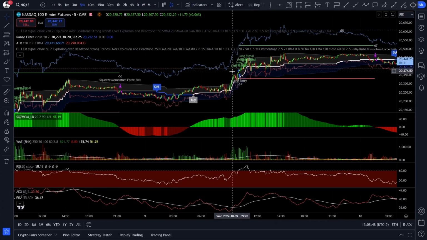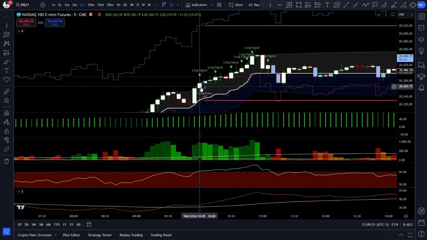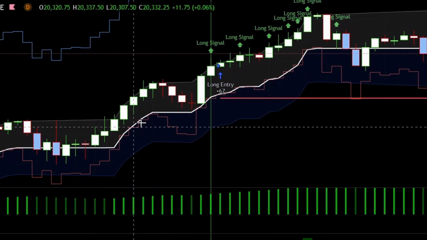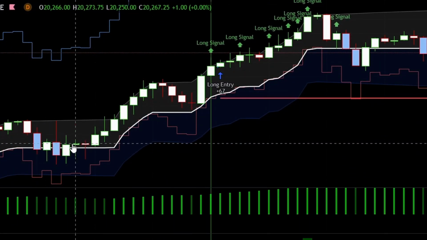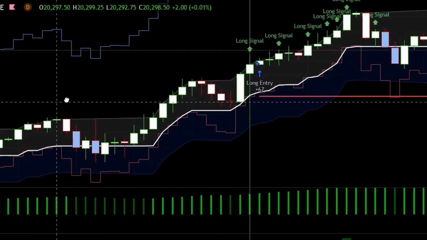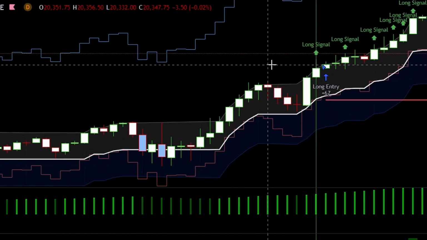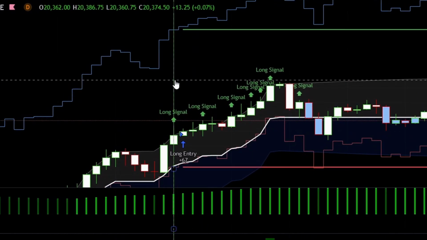Now, as this is a long only strategy, let's go over the rules for longs. And here we have a valid long entry signal. For a valid long entry on the range filter, which is this line at the middle, the last signal should have been a buy signal. So let's look back. And here is the last signal, and it is a buy signal. This confirms that we are in an uptrend.